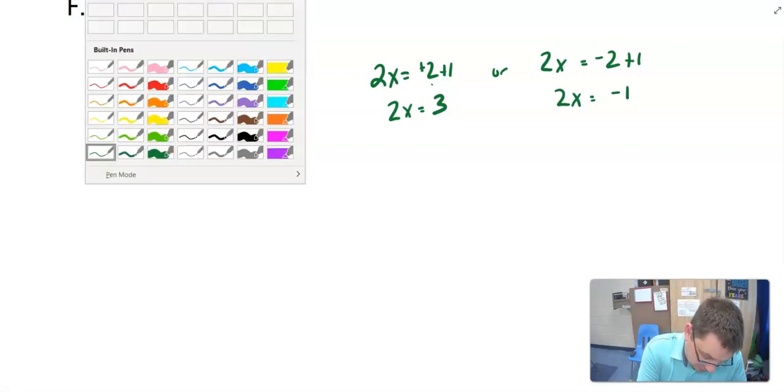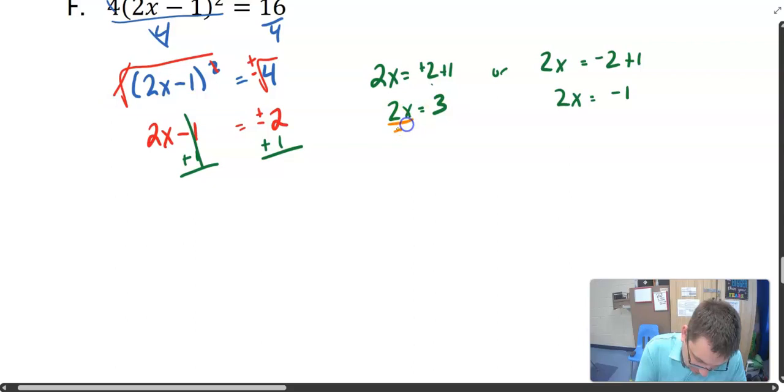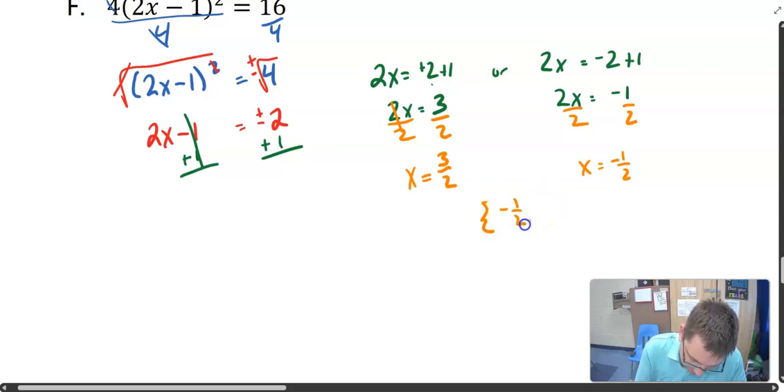And so our last step on both these problems is to divide by the 2. And so the 2 will cancel. X is equal to 3 halves, or x is equal to negative 1 half. And so that's our two solutions, negative 1 half and 3 halves.